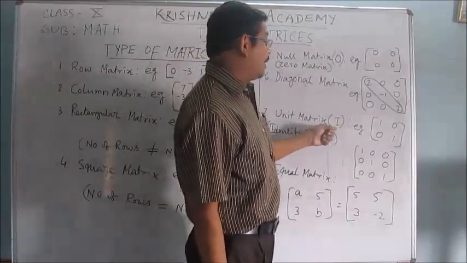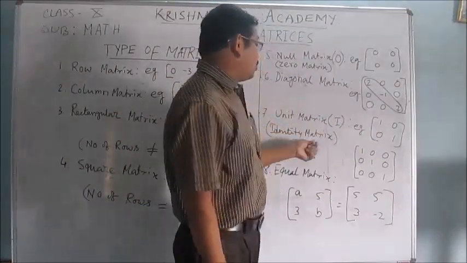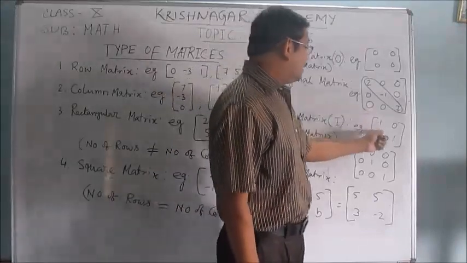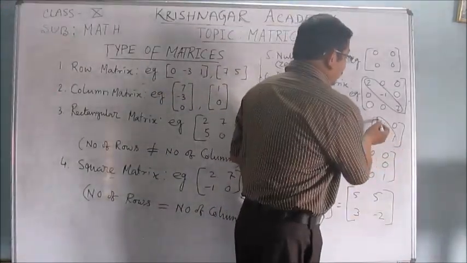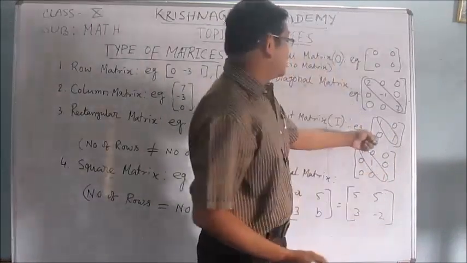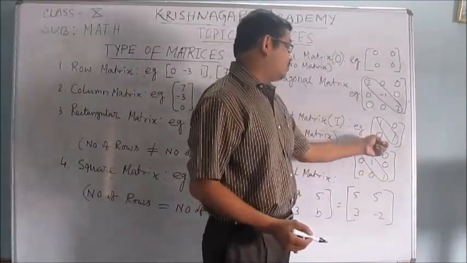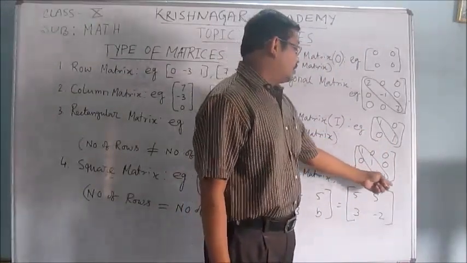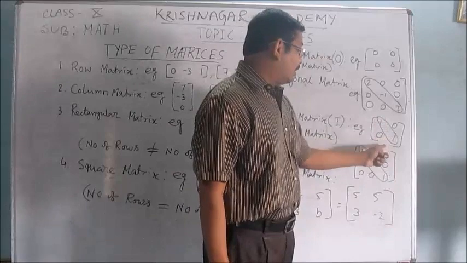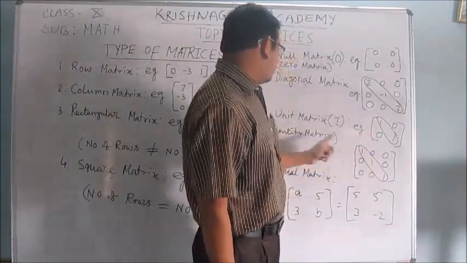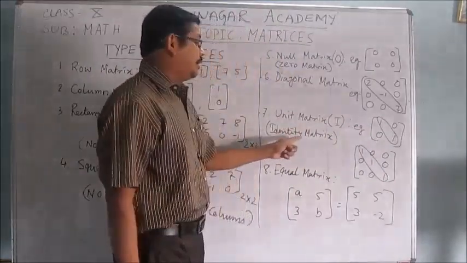Next, unit matrix or identity matrix. This is denoted by capital I. This type of matrix is also a type of square matrix. You see, all the leading diagonal elements are 1. Here also and here also. This is a square matrix of order 2 by 2. This is a square matrix of order 3 by 3. So all the leading diagonal elements are 1, and these are called unit matrix or identity matrix.